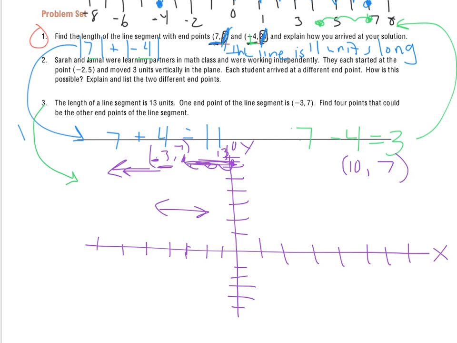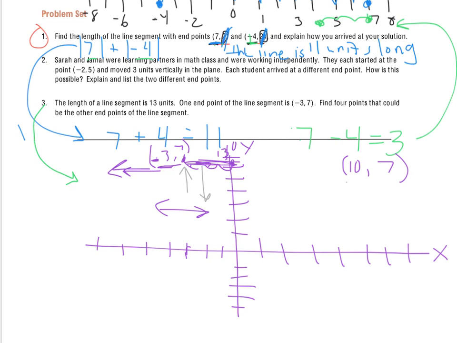Now, if I went left to right, the next thought is I can then jump from this (-3, 7), I can then jump up 13, or you can go down 13. So the coordinate plane would make this quite a bit easier when you plot (-3, 7), and then you would just jump 13 to the right, 13 to the left, 13 up, and 13 down, and plot those 4 points, and that's going to be your segment with a length of 13 units.